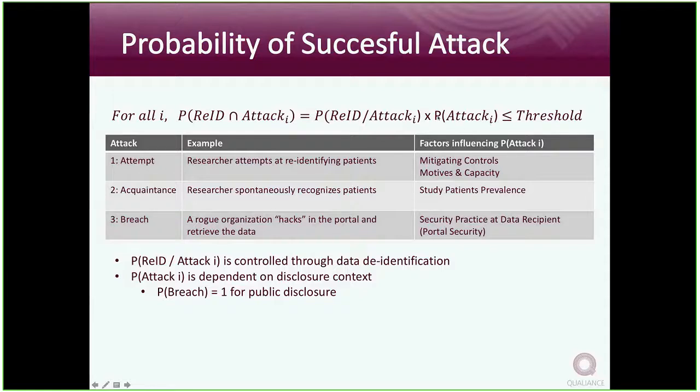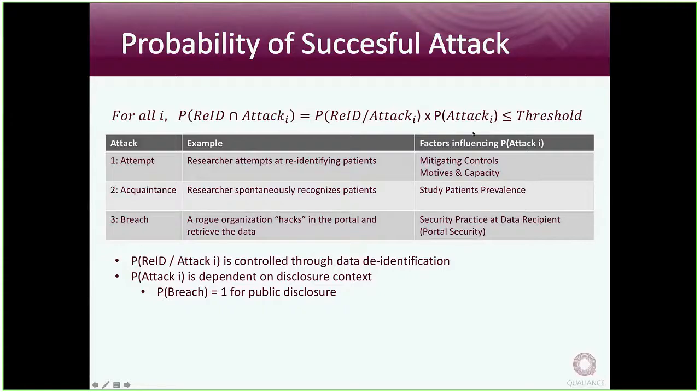The right-hand side of the equation, which is the probability of attack, is mainly dependent on the disclosure context, what controls you've put in place, and also who receives your data. So there are two ways to reduce your probability of successful attack: whether you put more controls or you do more data identification. What's important to understand is that those two probabilities are obviously numbers between 0 and 1.